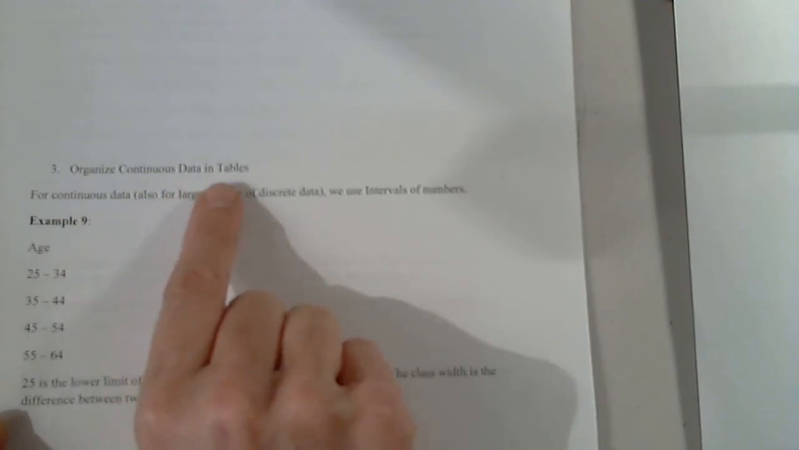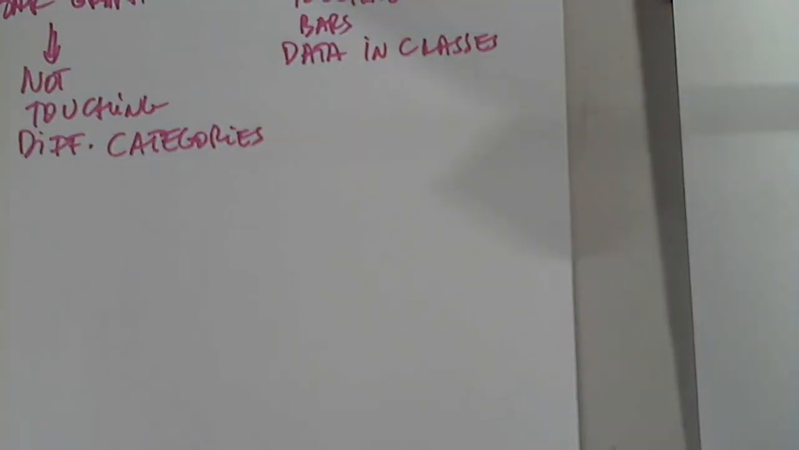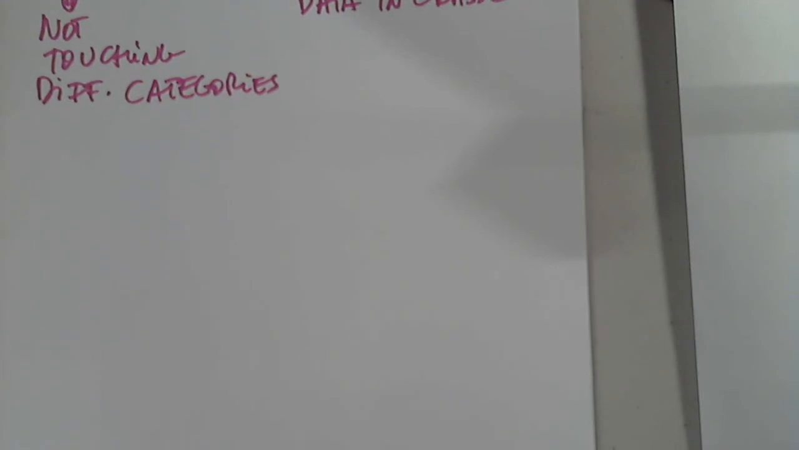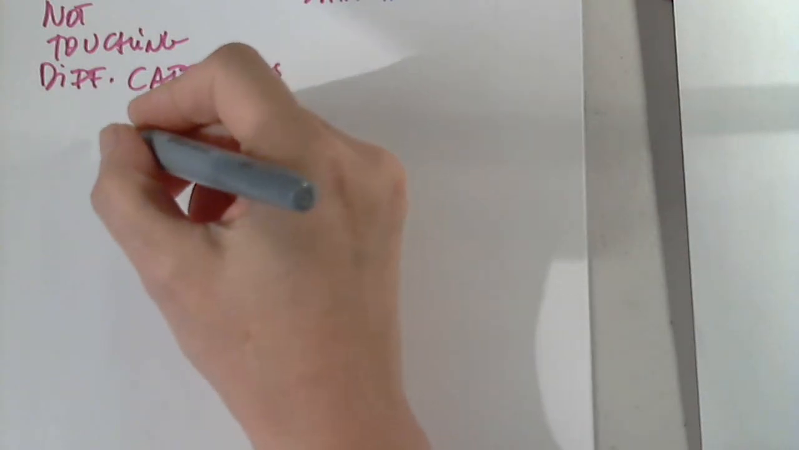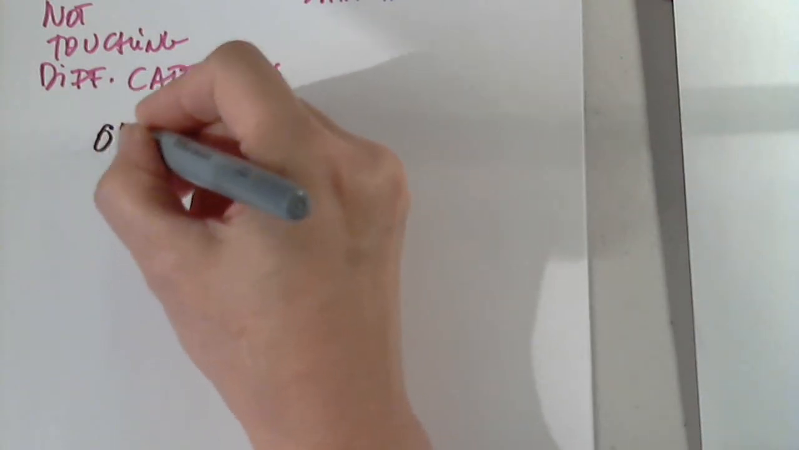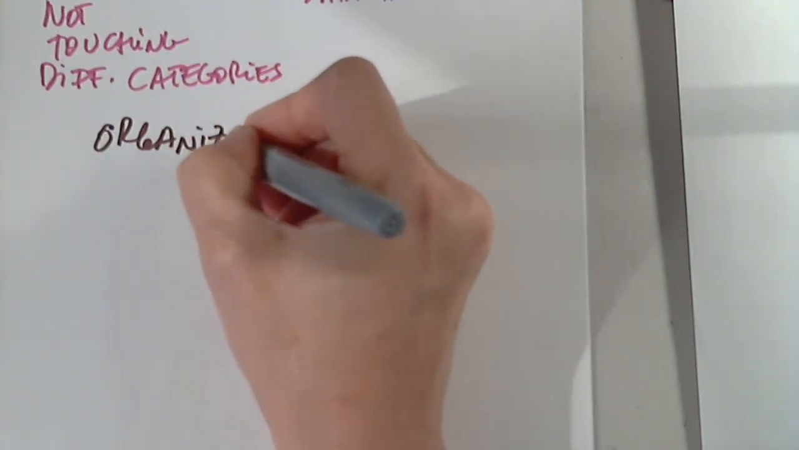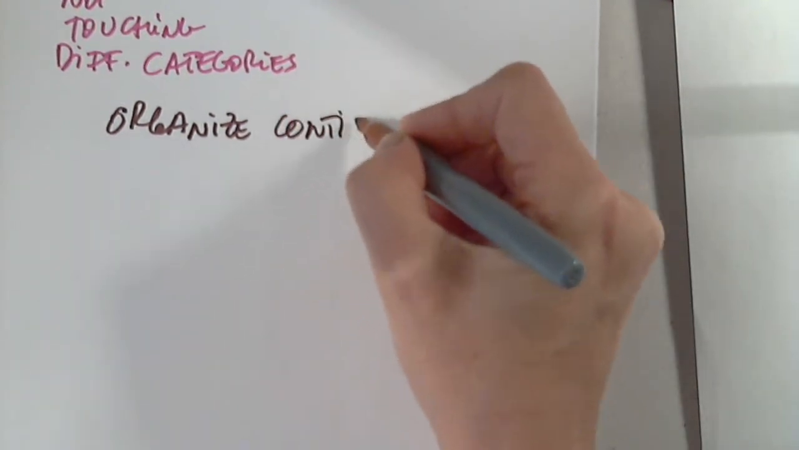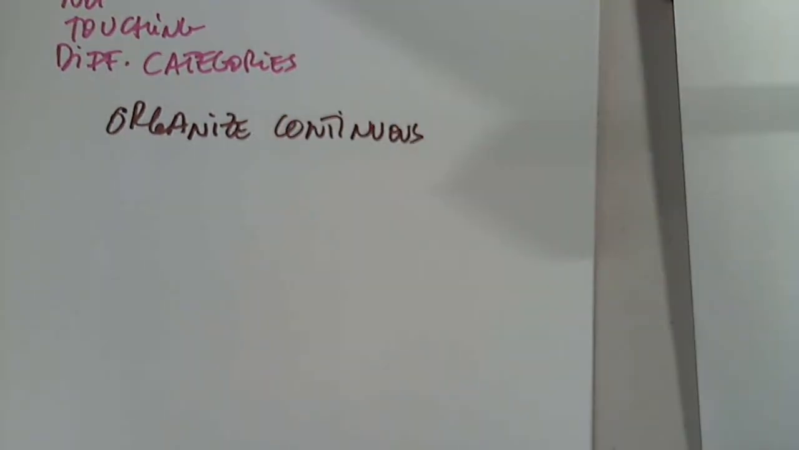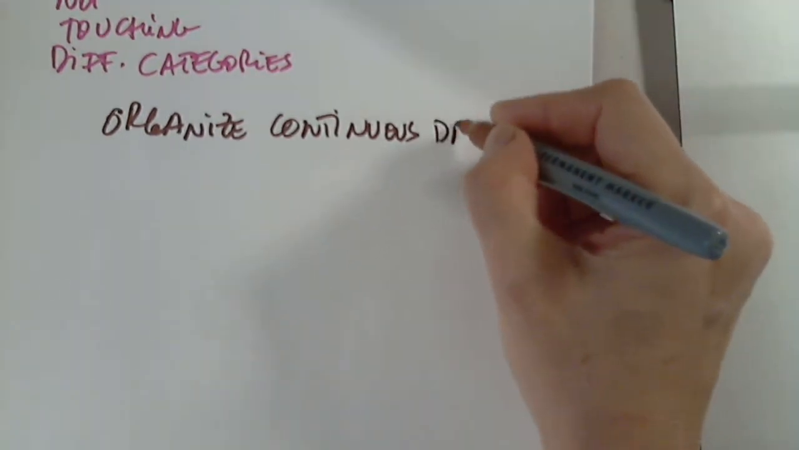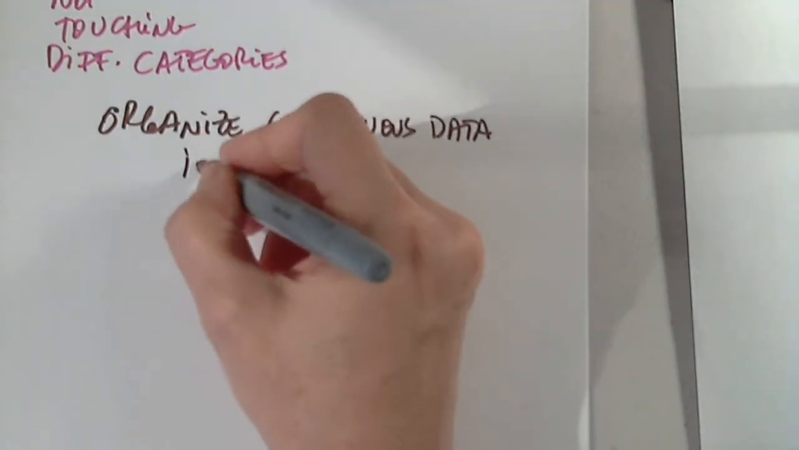Okay, moving on. So finally we want to organize continuous data in tables. These were discrete. We know how to organize qualitative in 2.1. In 2.2 we learned how to organize quantitative discrete. But now we want to organize continuous data, first in tables.